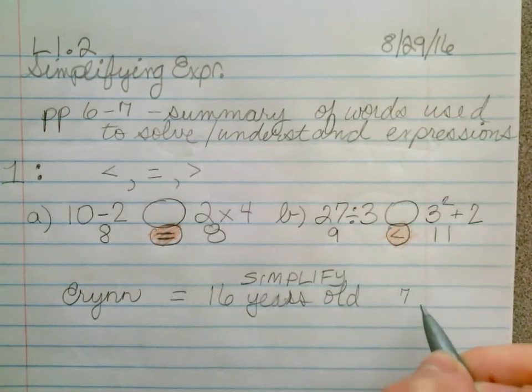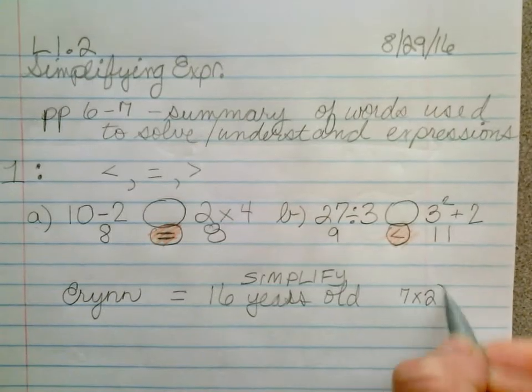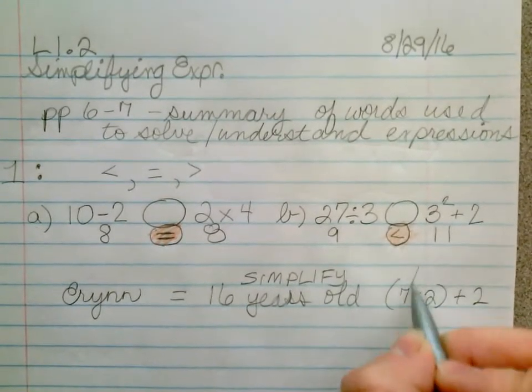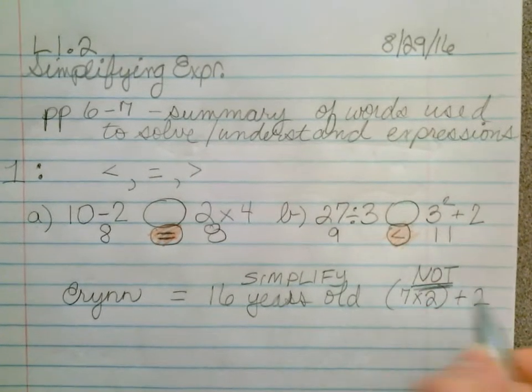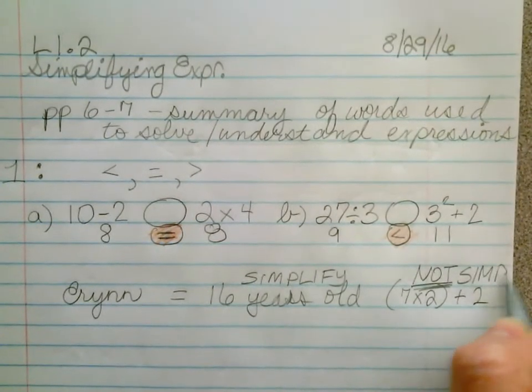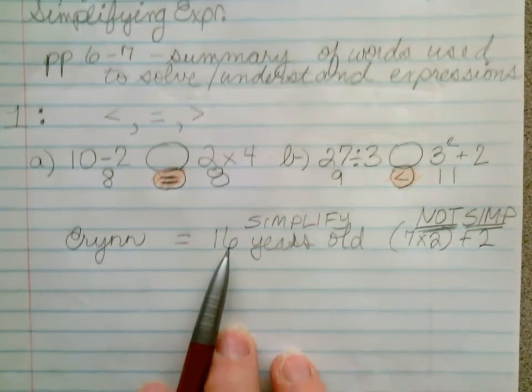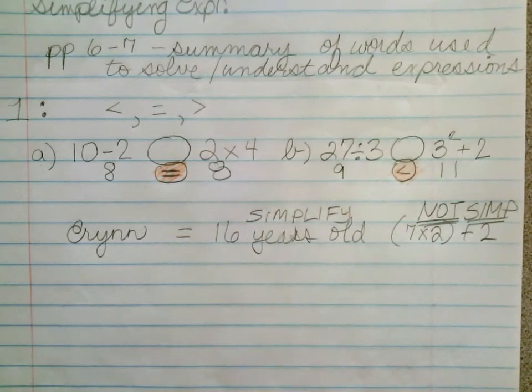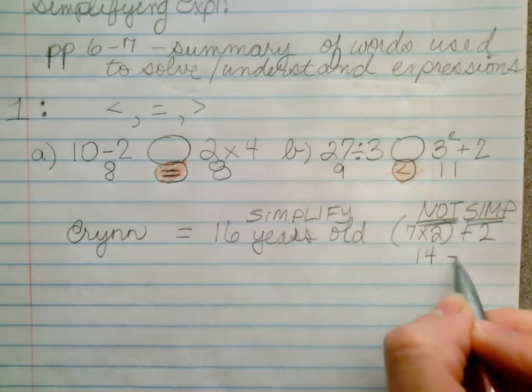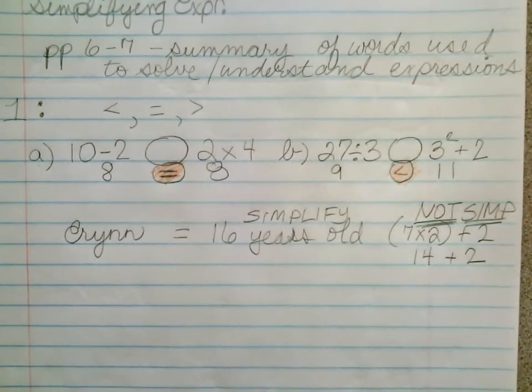What did I say? 7 times 2 plus 2. This is not simplified. Whenever you can, get it down to the simplest terms if there's anything more you can do. In the same way, this is not simple. Okay? It's still not simple. She's not going to walk around saying she's 14 plus 2. All right?